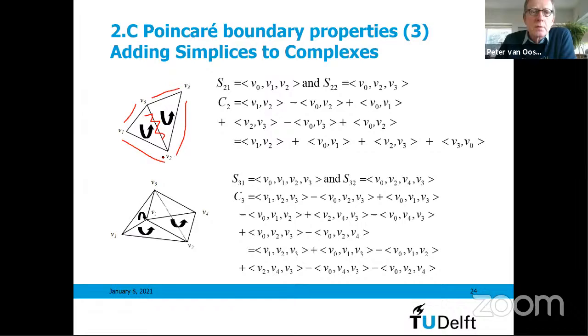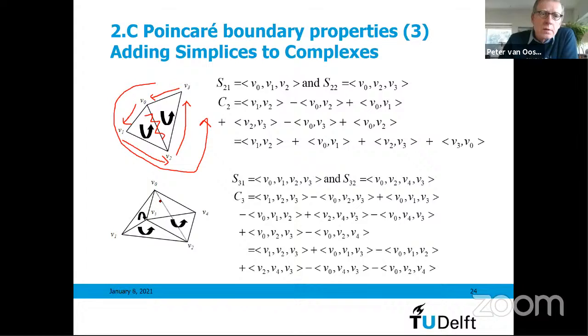V1, V2 is in this direction. V0, V1 is also in this direction. V2, V3 is in this direction. And V3, V0 is in this direction. So it all matches for the whole, say, in this case, polygon or simplicial complex.